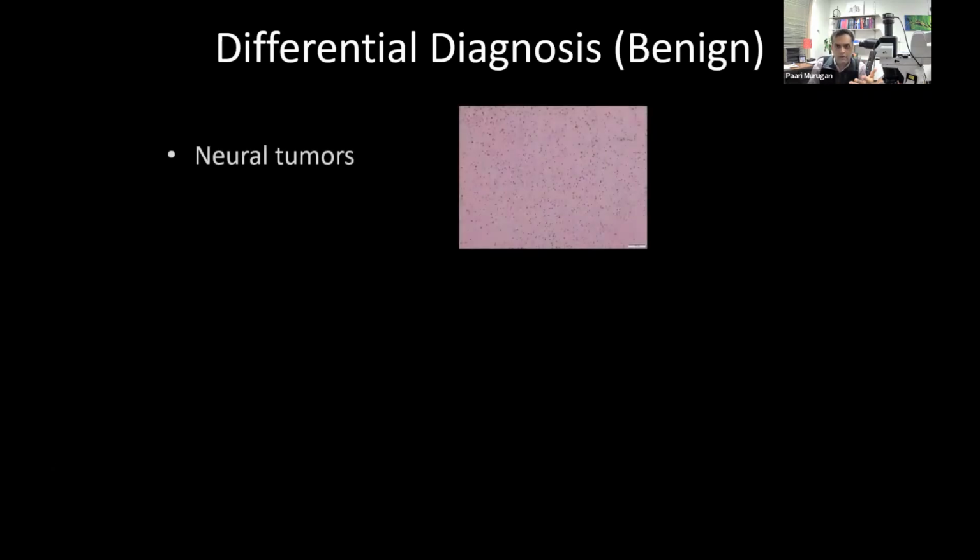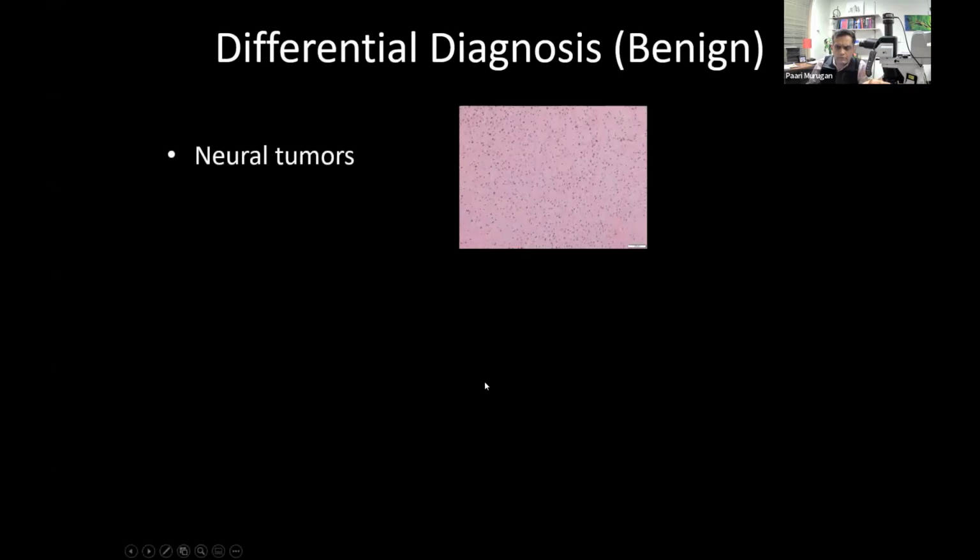So just for the sake of completion, we know this is going to be a malignant tumor, but let's say you got a biopsy from those very bland looking areas. So what differential diagnosis would you be thinking of in terms of a benign spindle cell lesion?